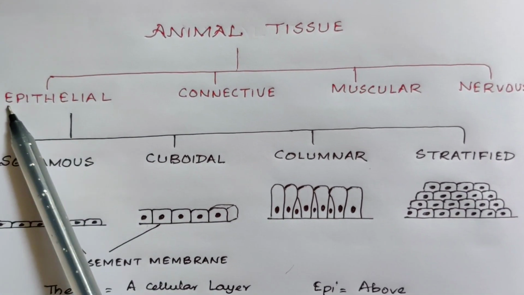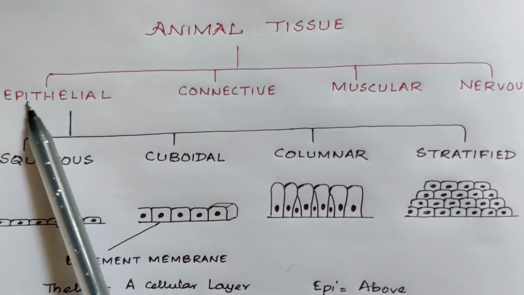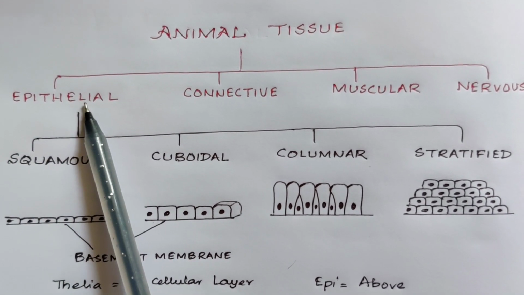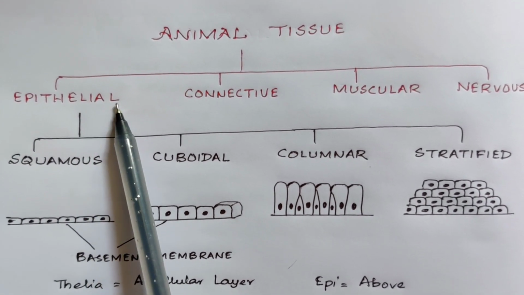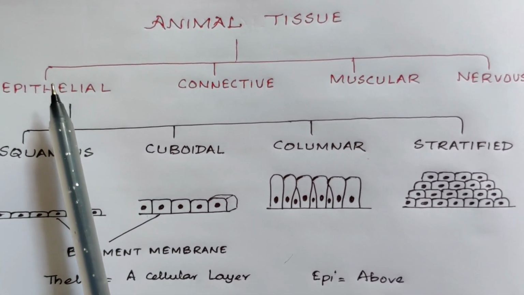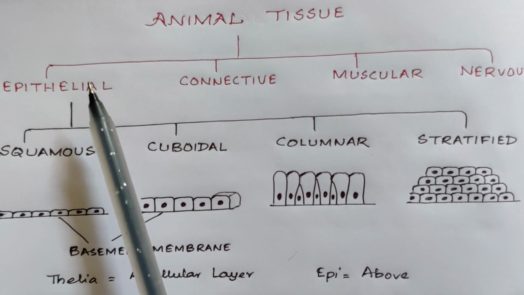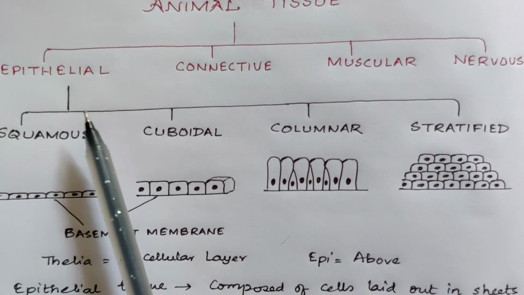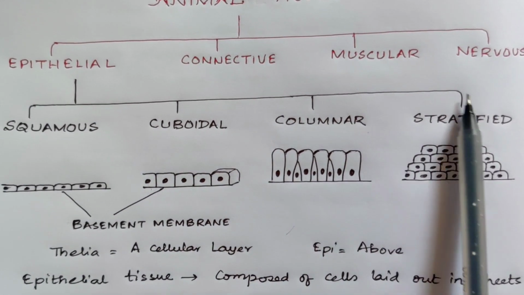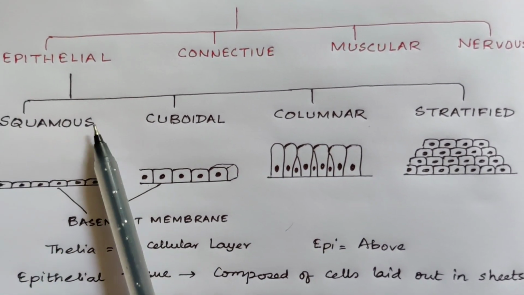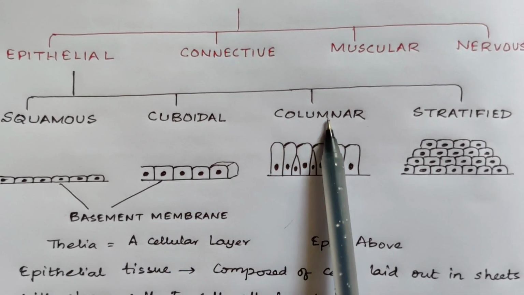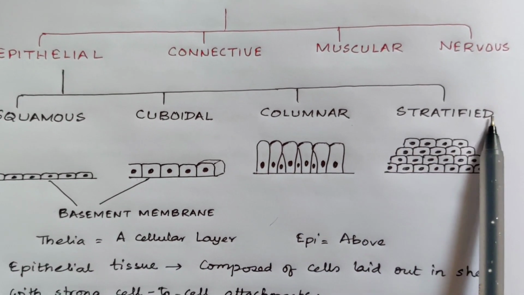Epithelial tissues are present on the surface. The word thelium means a cellular layer and epi means above. So these are epithelial cells. Epithelial cells usually make four important types of tissues: one is squamous epithelium, one is cuboidal epithelium, one is columnar epithelium and another is stratified epithelium.